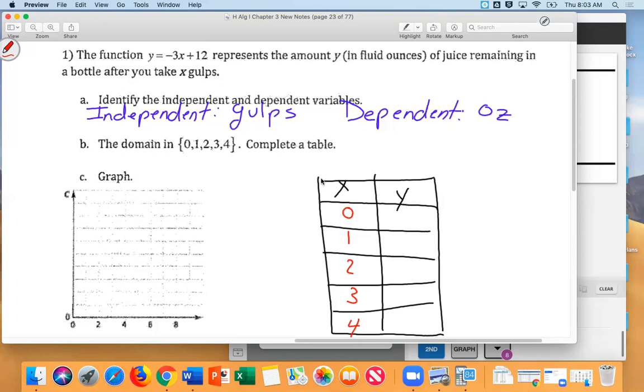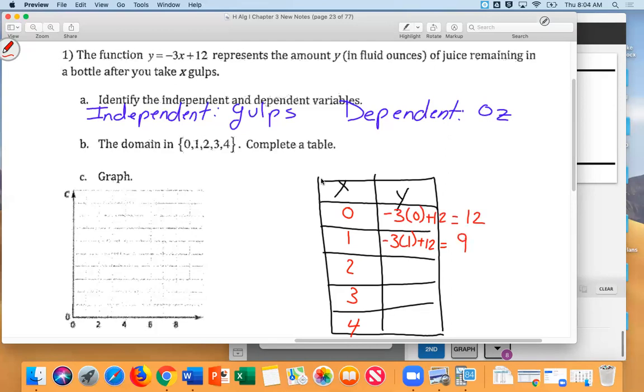Here's what we do. We are going to take this number, 0, and plug it into our equation, which is -3x + 12. So I'm going to do -3 × 0 + 12, and that's going to give me 12. Then I'm going to do -3 × 1 + 12, and that gives me 9.